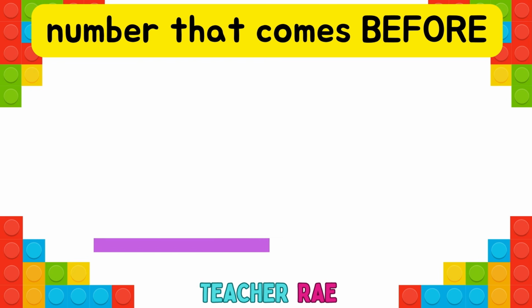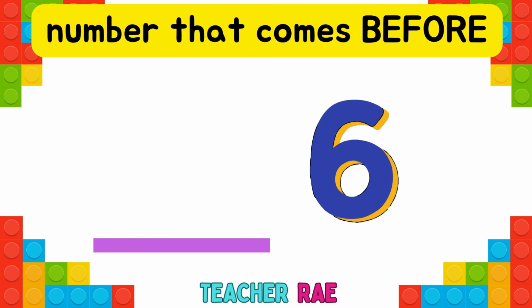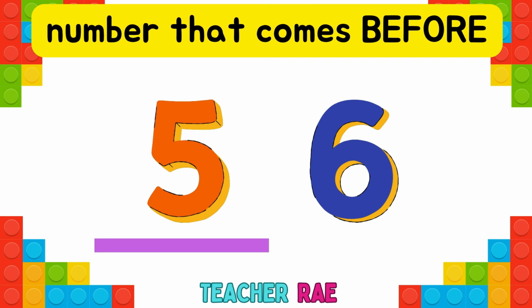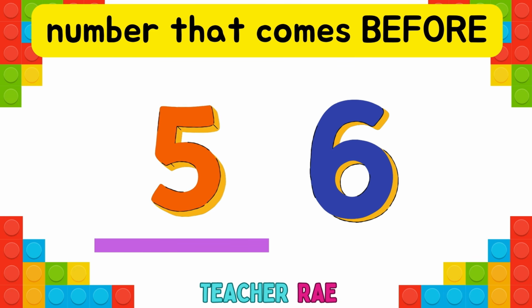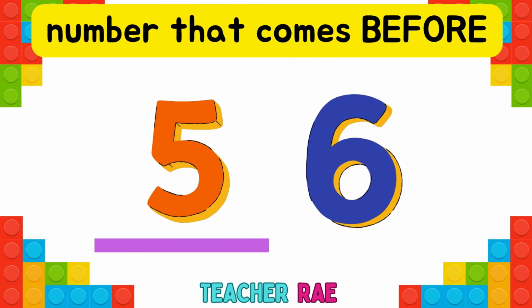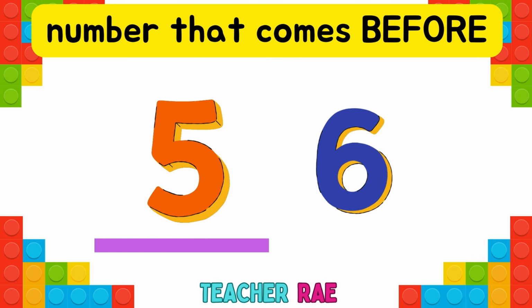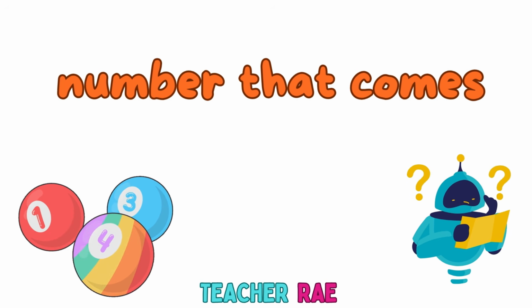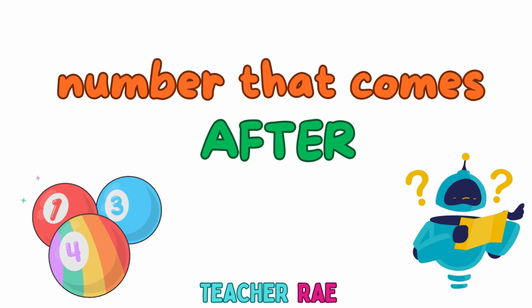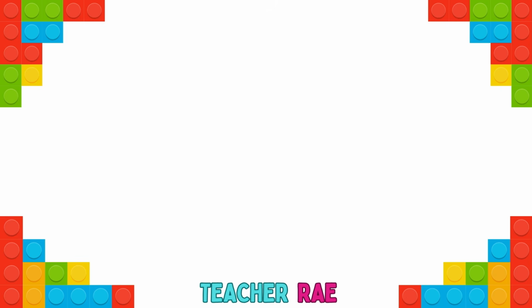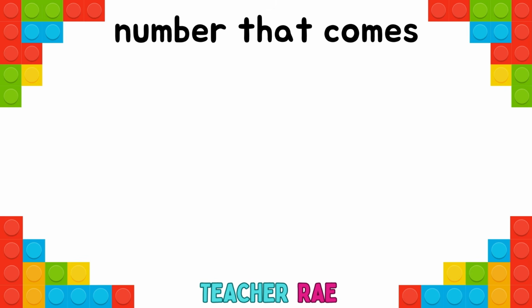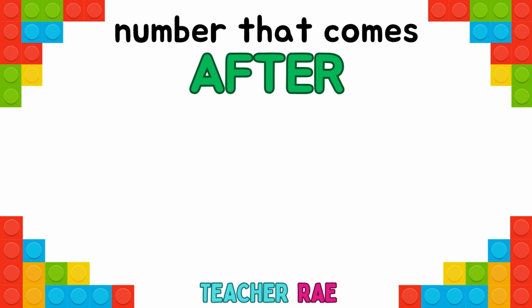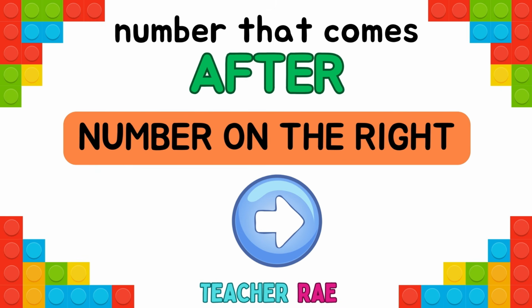What is the number that comes before 6? It's 5. 5, 6. Number that comes after. The number that comes after is the number on the right.